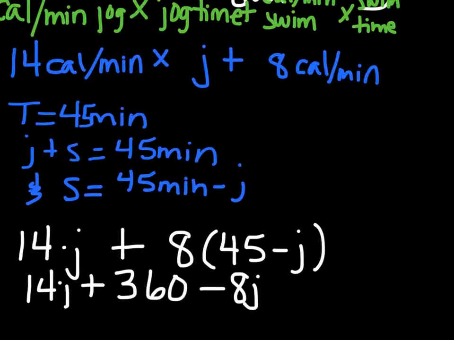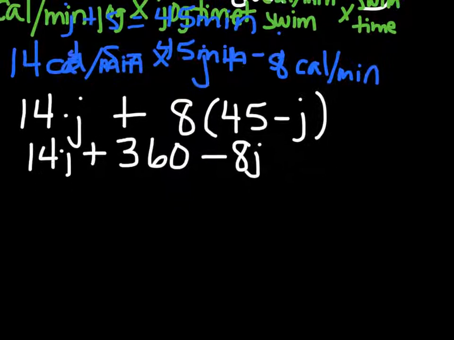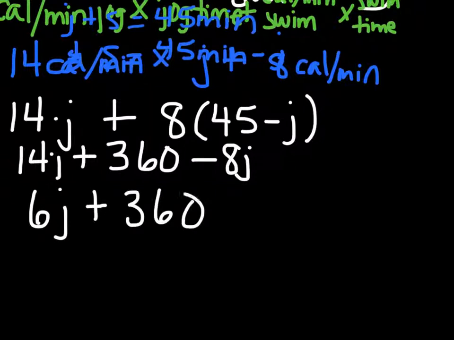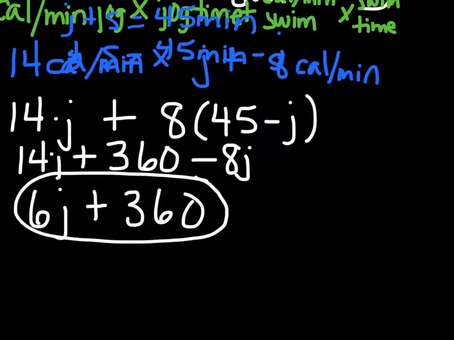Oops, we need a little bit more space here. One moment. Let's finish simplifying this. So 14j minus 8j would give us 6j plus 360. Our final simplified expression is 6j plus 360. Now let's evaluate this expression.